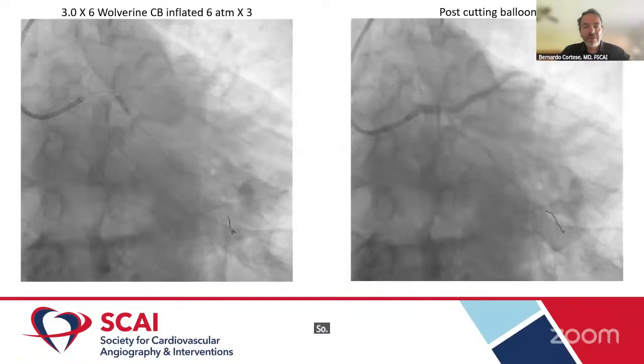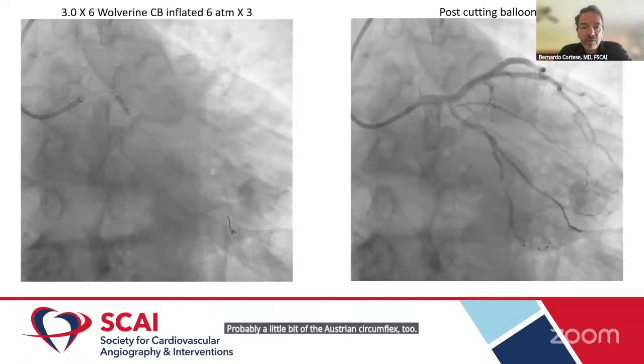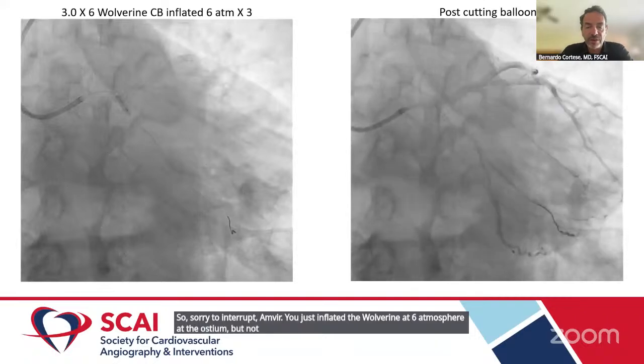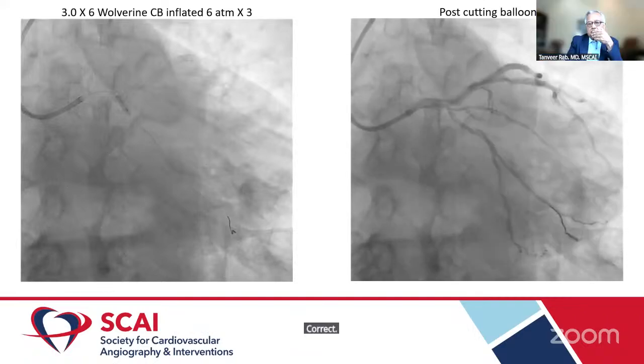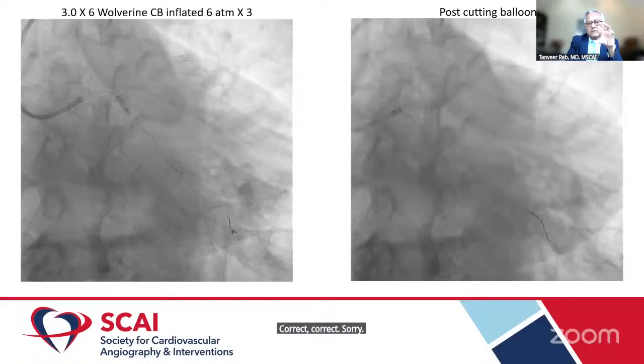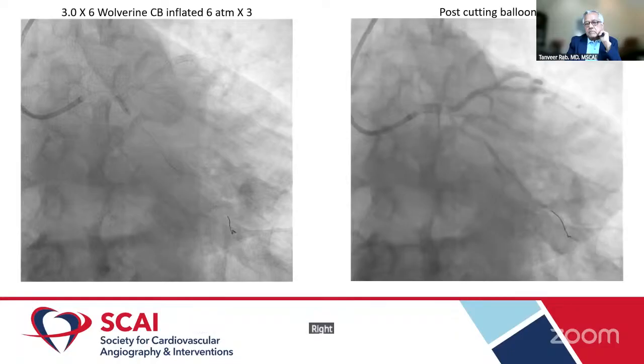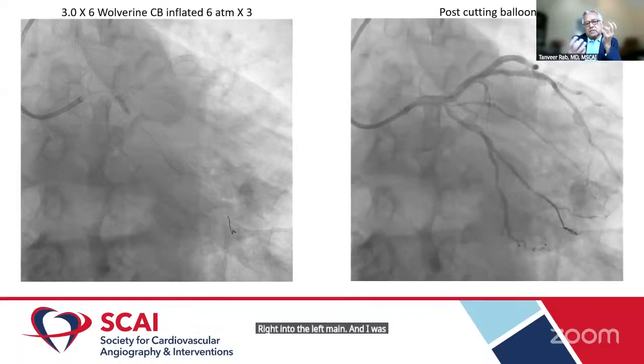Sorry to interrupt, Tanvir. You just inflated the Wolverine at 6 atmospheres at the ostium, but not at the dissection site, if I understand well. Correct. Right, just for the ostium only. But the ostium, as you notice, had that irregular calcification right where it entered the left main. And I was not happy. But ostial circs are tough to manage.